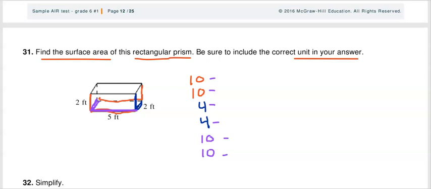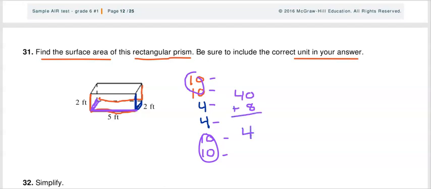So all you have to do to figure this out is add them all up. If we put the tens together, 4 tens would be 40. And then if you add 4 plus 4, that's 8. So 40 plus 8 would be 48.